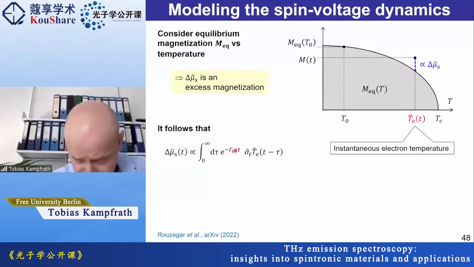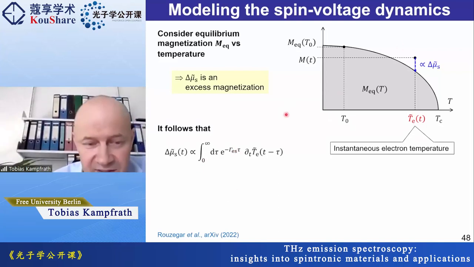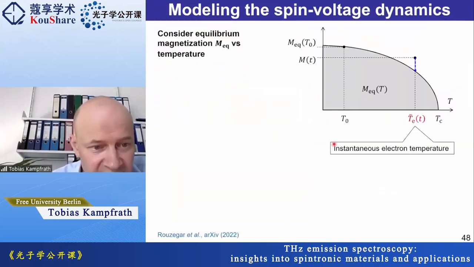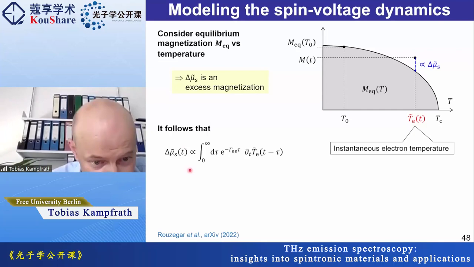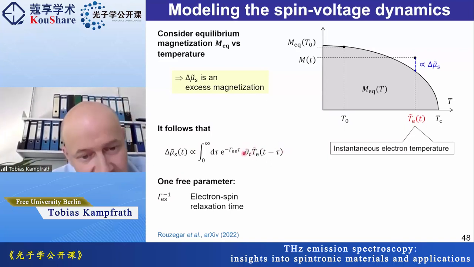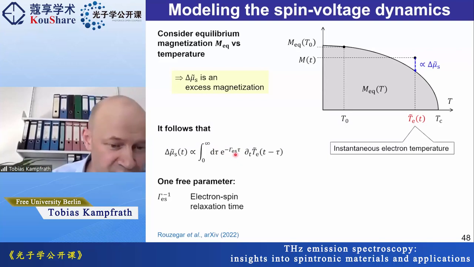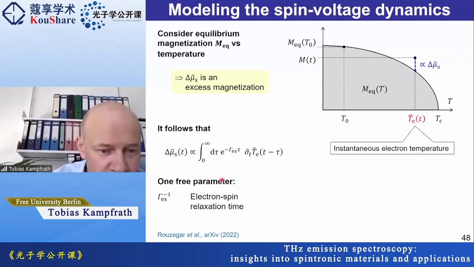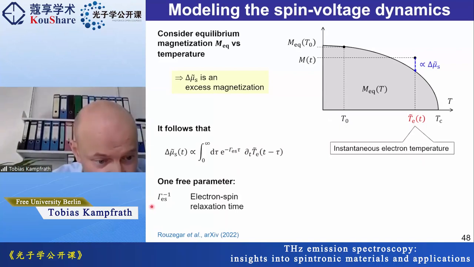And you can now combine this result with these equations, the rate of change of the magnetization and the spin current, and then we obtain quite straightforwardly the dynamics of the spin voltage. You see that the dynamics of the spin voltage is driven by the dynamics of the electron temperature, which is shown here in this integral. It's the time derivative of the electron temperature times a memory function, which is this exponential here. This exponential has a time constant, 1 over gamma ES, and this is the famous electron spin relaxation time. It tells us how quickly the temperatures of spins and electrons equilibrate with each other. This is given by the inverse time constant gamma ES, which is the memory function in this integral here.